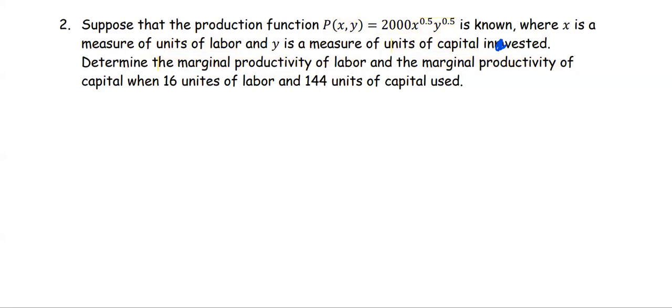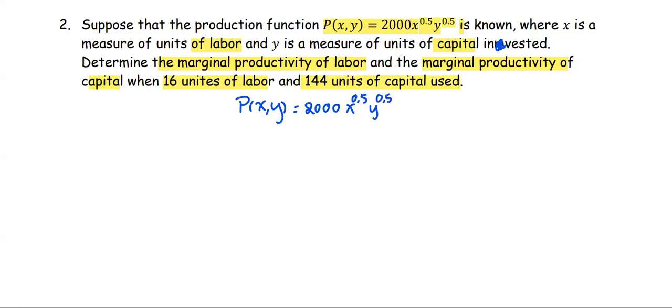In this example, suppose that the production function P of x, y equals 2000 times x to the 0.5 times y to the 0.5 is known, where x is the measure of units of labor and y is a measure of units of capital invested. Determine the marginal productivity of labor and the marginal productivity of capital when 16 units of labor and 144 units of capital are used.